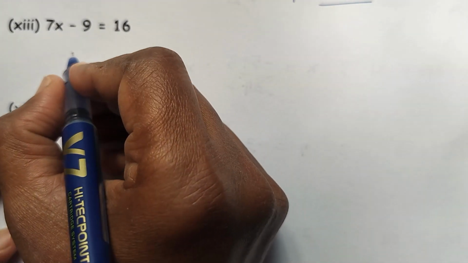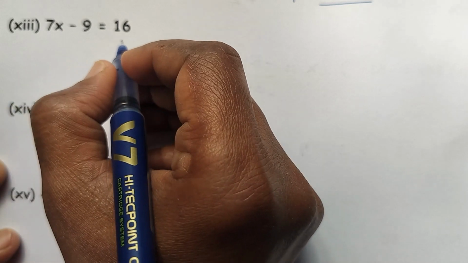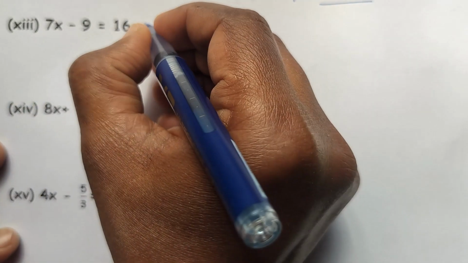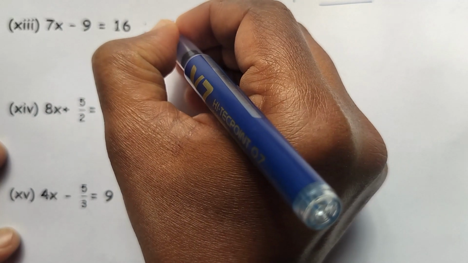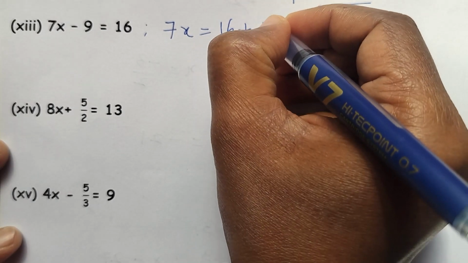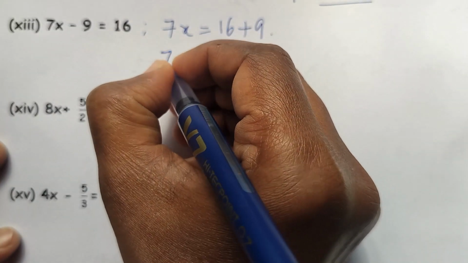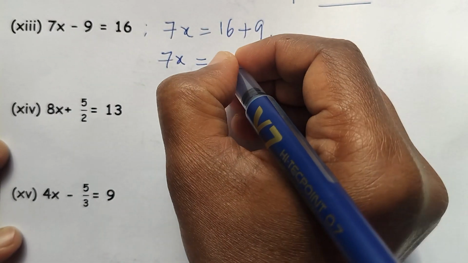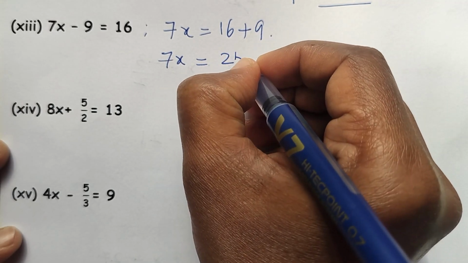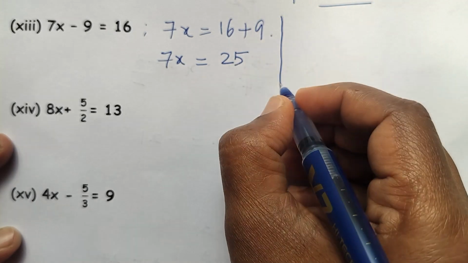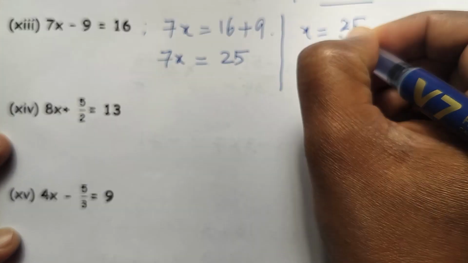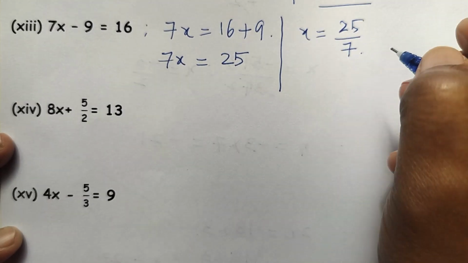13th one, 7x minus 9 equal to 16. So 7x equal to 16 plus 9. Then 7x equal to 16 plus 9, it will be 25. Then x equal to 25 by 7.